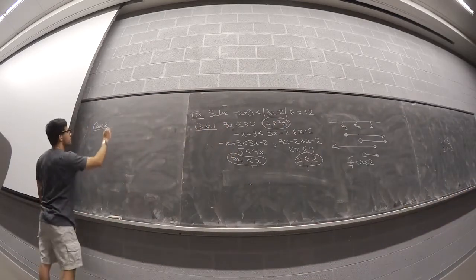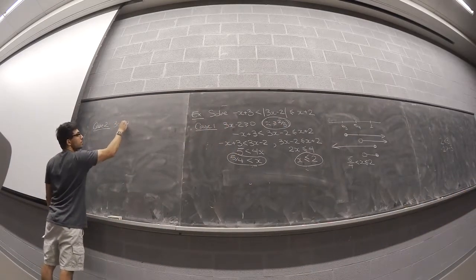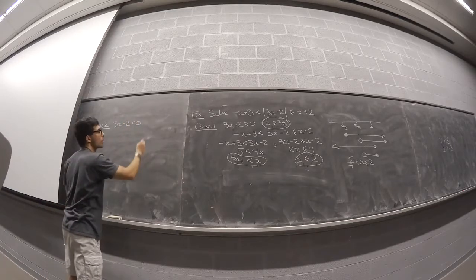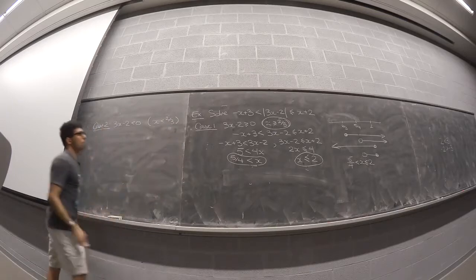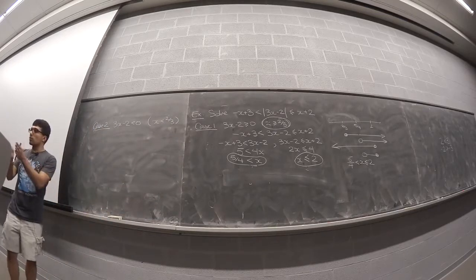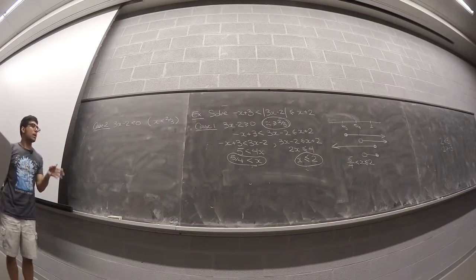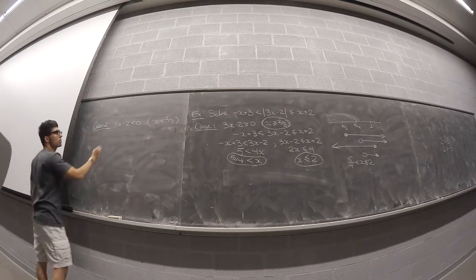That guy negative. Okay. So the absolute value of 3x minus 2, and 3x minus 2 is negative. It's just minus 3x minus 2.